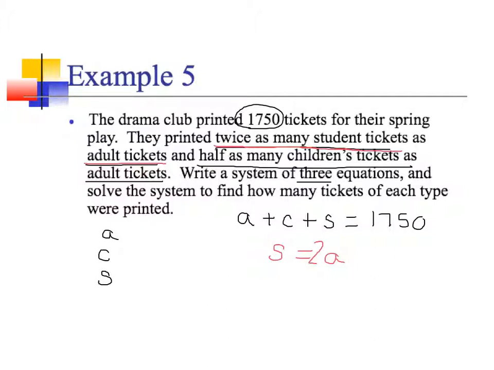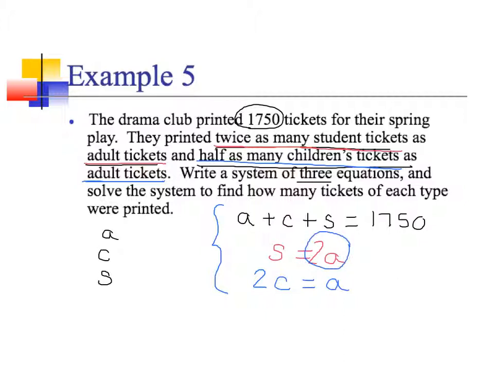The last fact given to me is that half as many children's tickets are sold as adults. So again, if I want to make the children's tickets equal to the adult tickets, and there are half as many children, then I have to double the number of children to make them equal to the number of adults. A little bit tricky there, eh? So here's my system of equations, and there are 3 of them. I want to solve. So what I know is that S is equal to 2A.